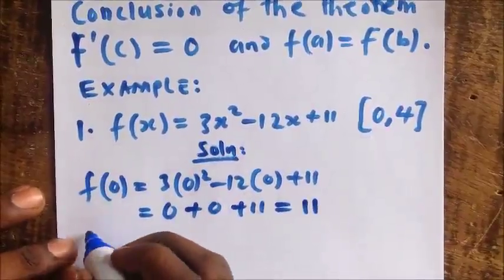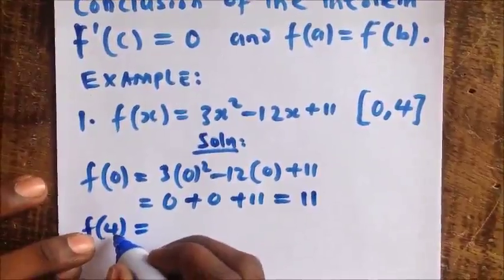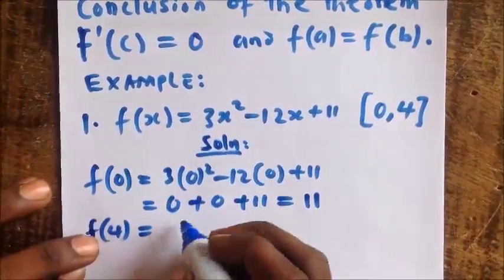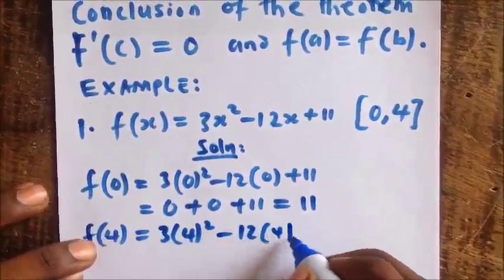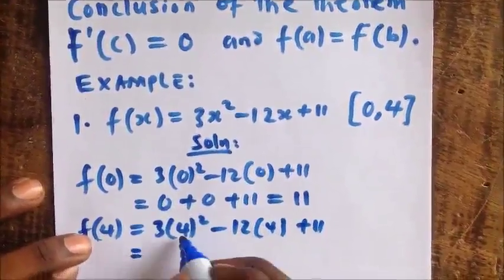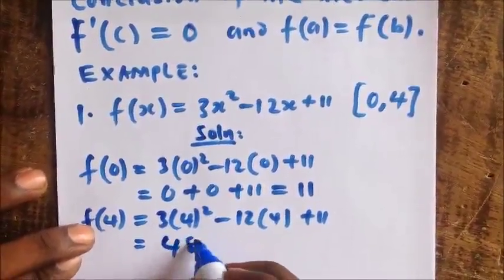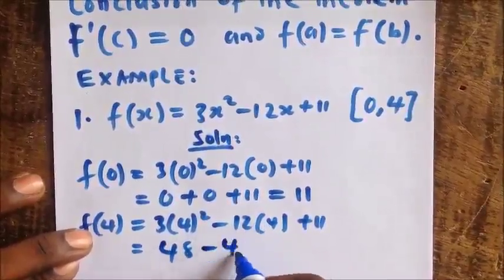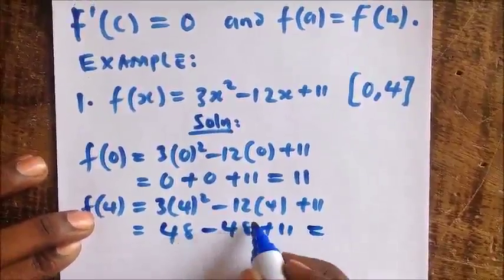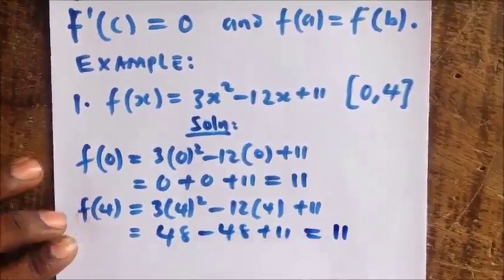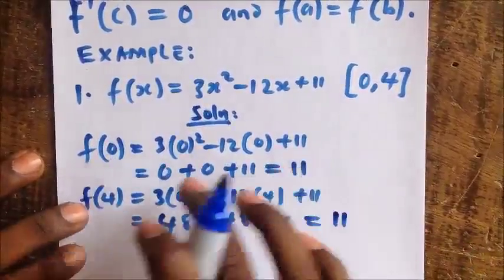Then f of b, and our b here is 4, which is equal to, anywhere we have x in the function, we replace it with 4: 3 into 4 all squared minus 12 into 4 plus 11. 4 squared, 16. 16 times 3, 48. Minus 12 times 4, minus 48, plus 11. 48 minus 48, 0, plus 11 is equal to 11. So f of a is equal to f of b, because f of a is 11 and f of b is 11.